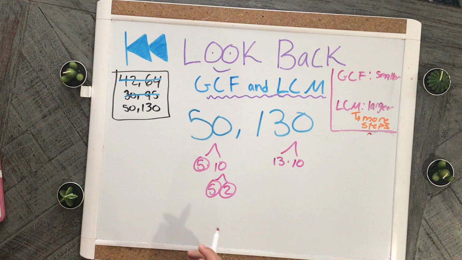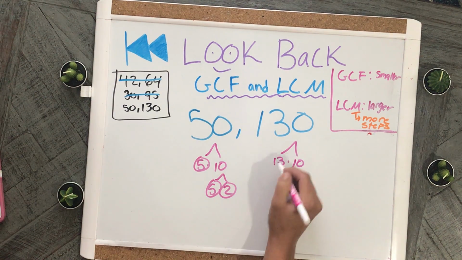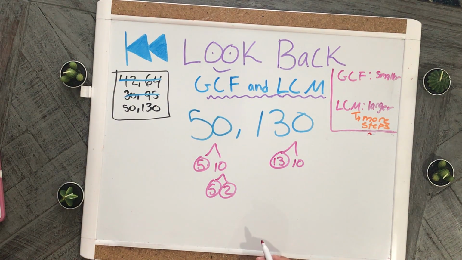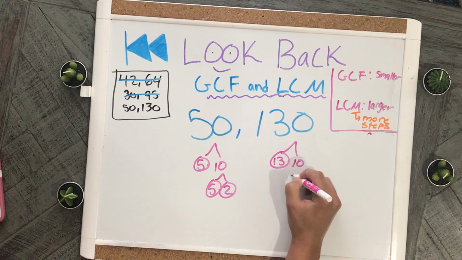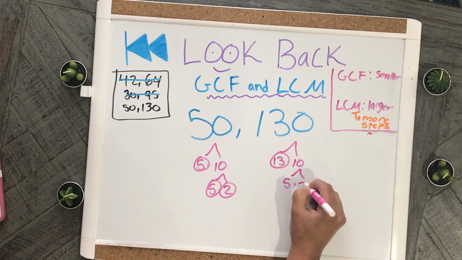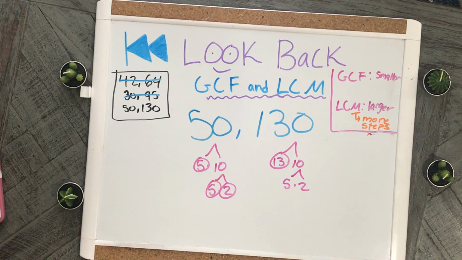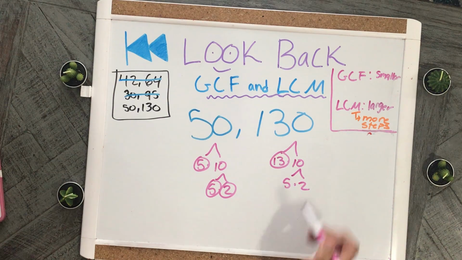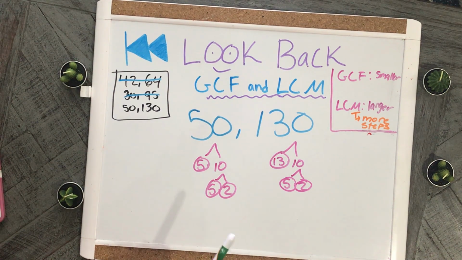And 13 is prime, so we're good with the 13. Now let's break down that 10 a little bit more. We could break it down to 5 times 2. And first we will look for the greatest common factor, correct? That's what we've been doing.